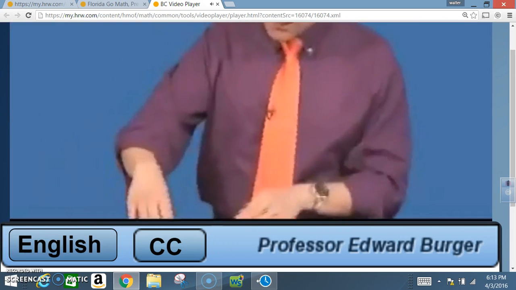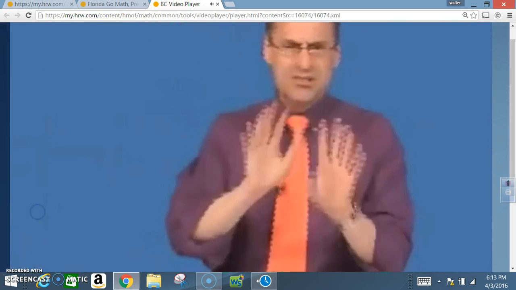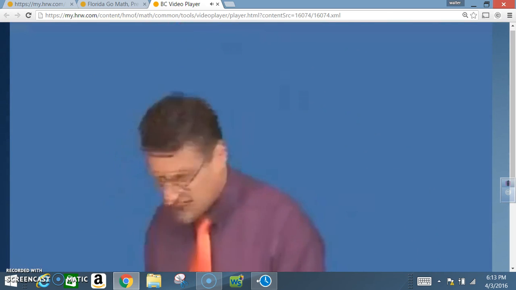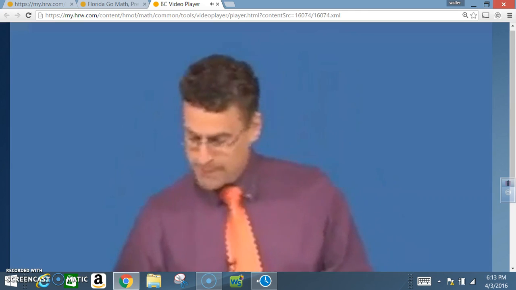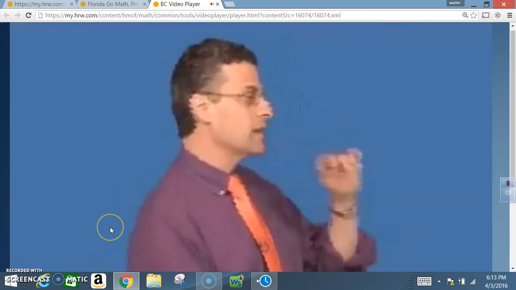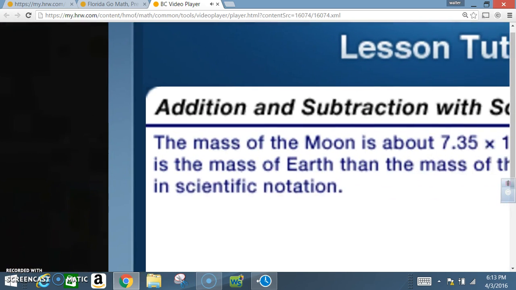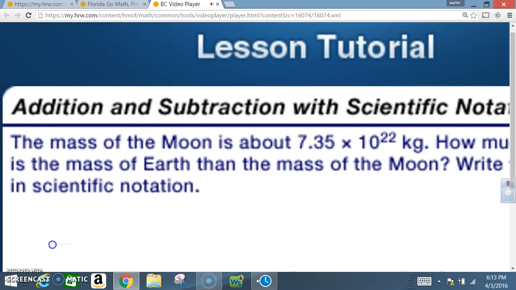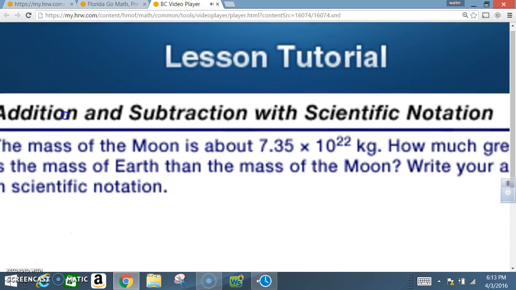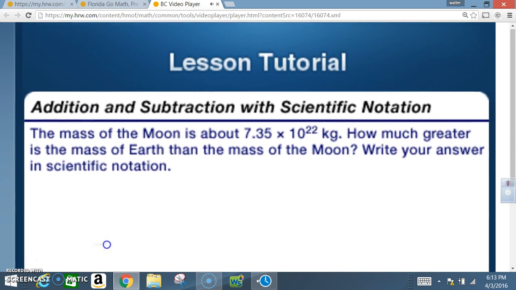Let's try one more, because that's so tricky. It's tricky, right? Because you're tempted to do certain things, and you can't do certain things. All right. The mass of the moon is about 7.35 times 10 to the 22 kilograms. Question is, how much greater is the mass of Earth than the mass of the moon?